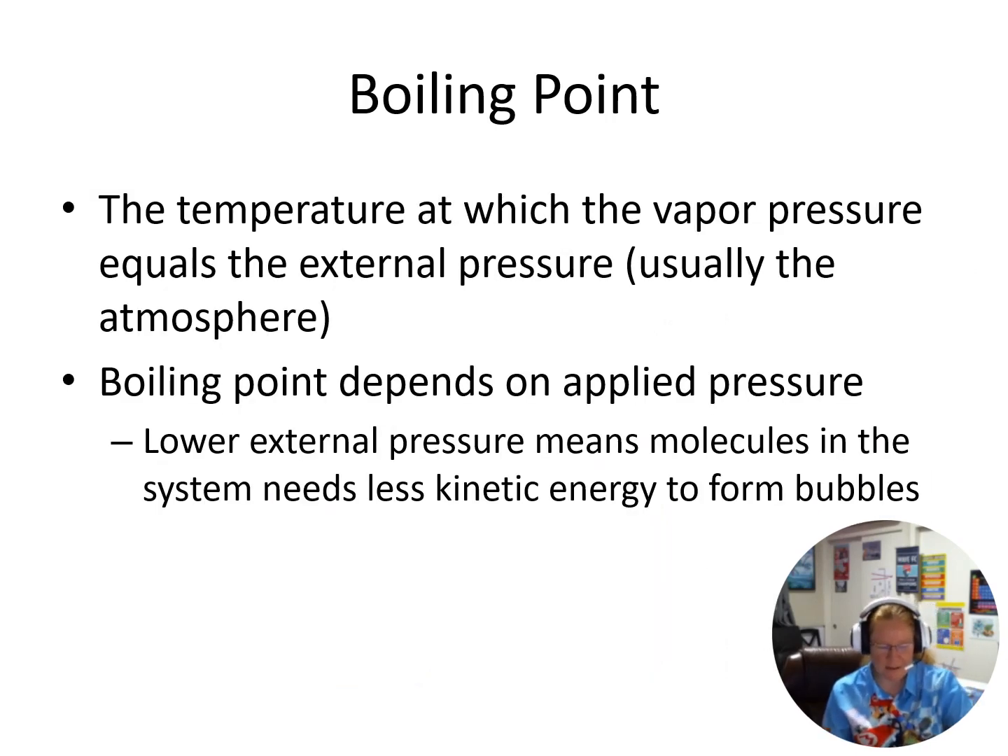When we talk about boiling point, we're just looking at the temperature where the vapor pressure equals that external pressure. And so our boiling point depends on applied pressure. And so this is why if you are cooking at different altitudes, sometimes the directions are different because at sea level, we have higher external pressure. We need more energy to form bubbles, which means it boils at a higher temperature.